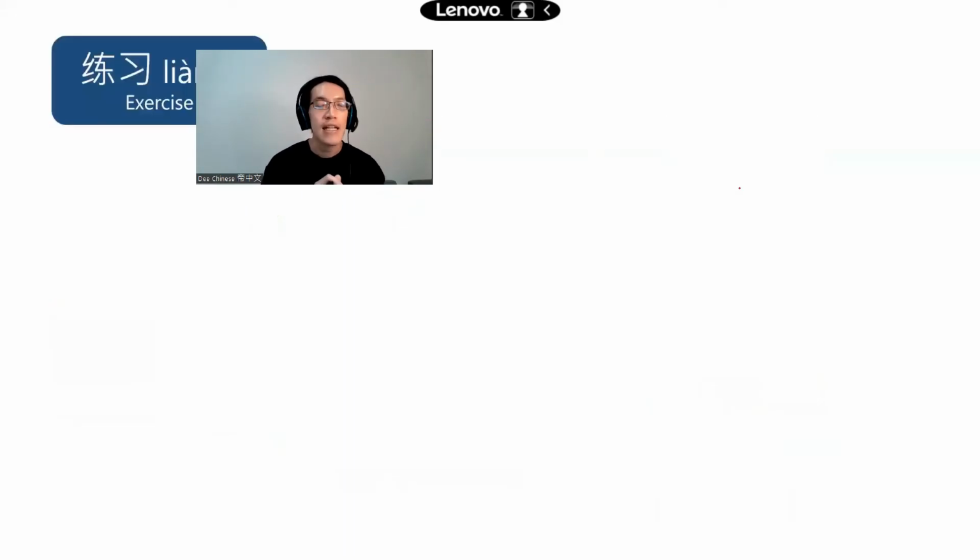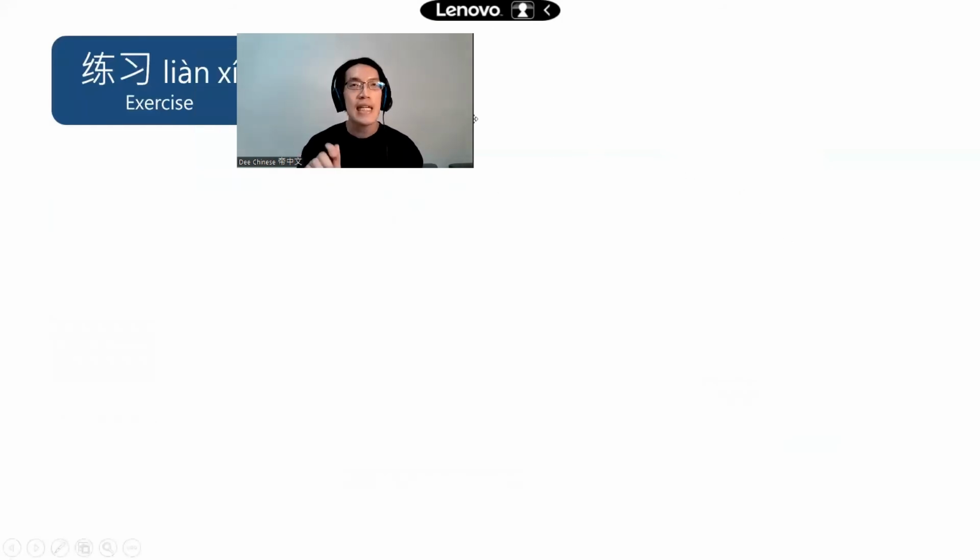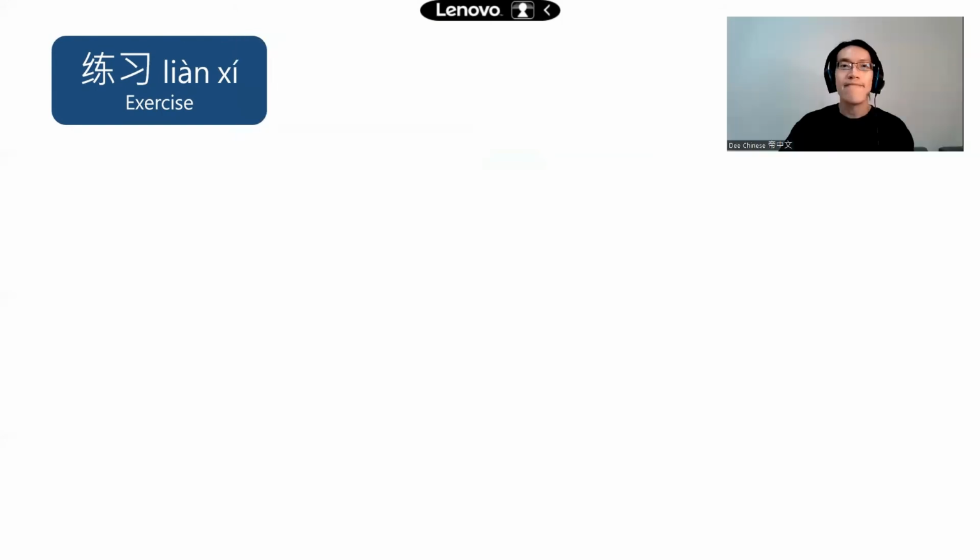Now let's do the exercise together. In the following examples, I will give you 15 examples, and before I say the pronunciation, I will give you 3 seconds. Okay, are you ready? Let's go. The first one should be 美. And the next one should be 都.